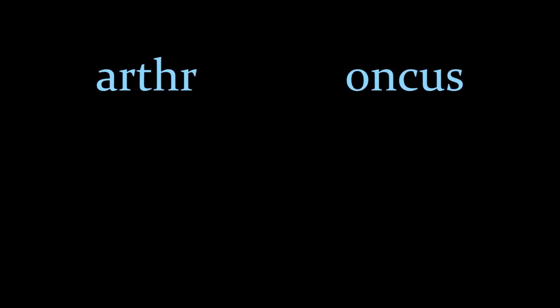Next, we have arthroncus. Kind of a difficult word to say. Arthron is a joint. It's where you get arthropod. And believe it or not, the word article, like a, an, or the, the three grammatical articles in English. Oncus is a tumor. So arthroncus is the tumor that can be found in a joint.